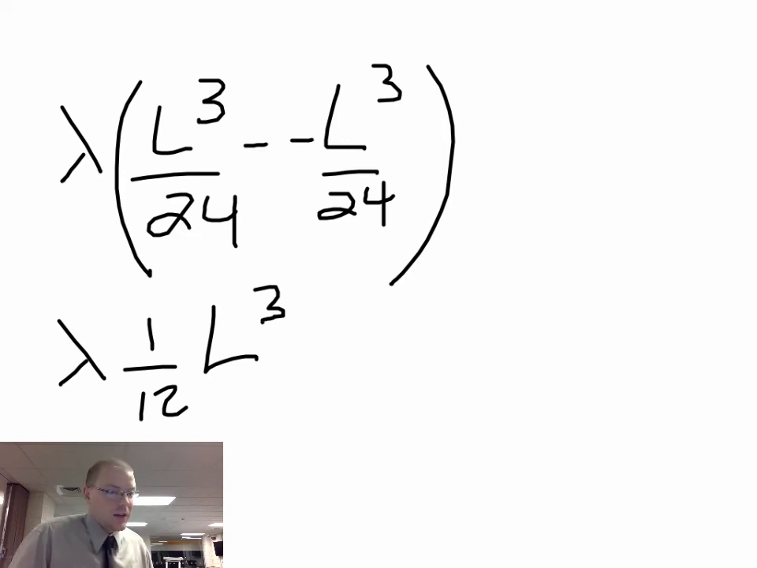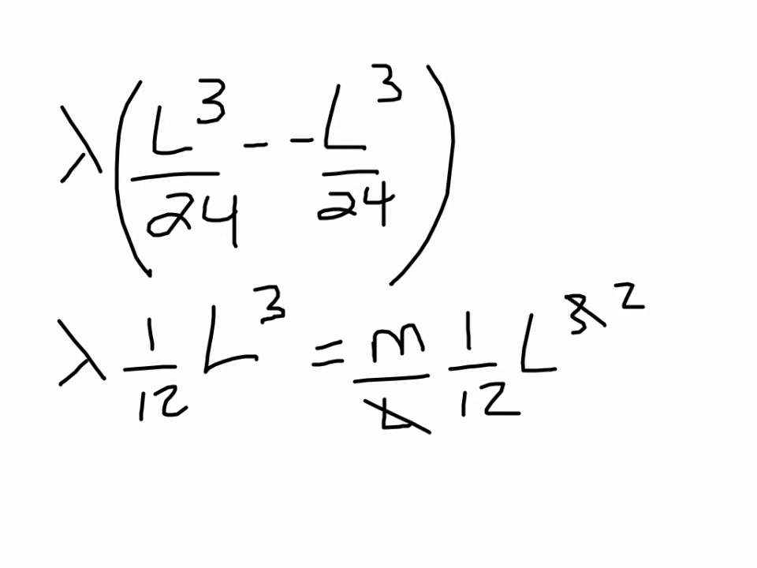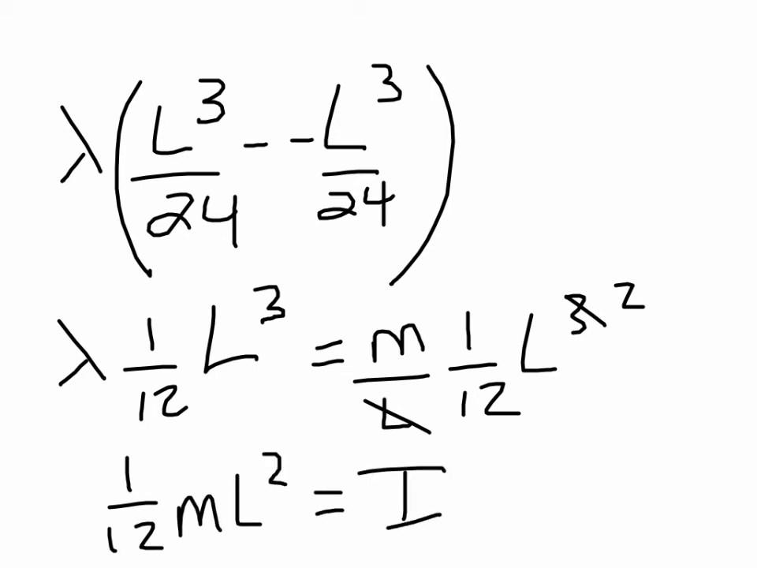However, remember that lambda is just the definition of mass per unit length, so mass per unit length times 1/12 L cubed knocks out one of my L's, and I'm left with 1/12 ml squared. That is the moment of inertia of the rod, but now as it pivots at the center.